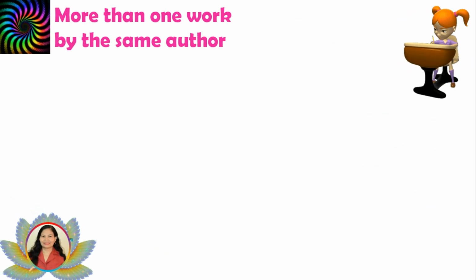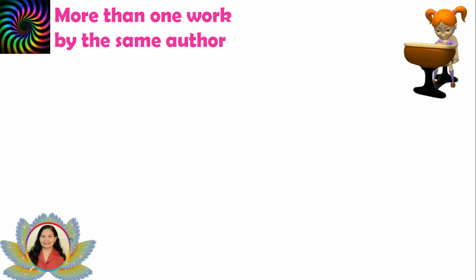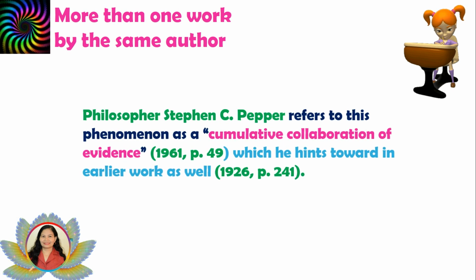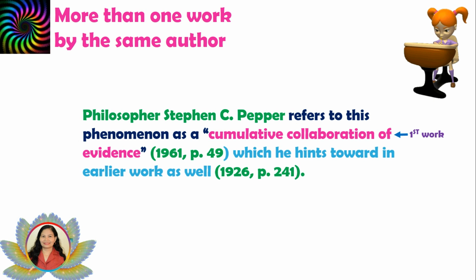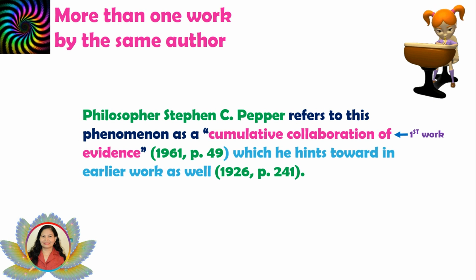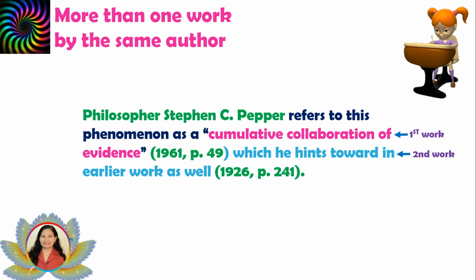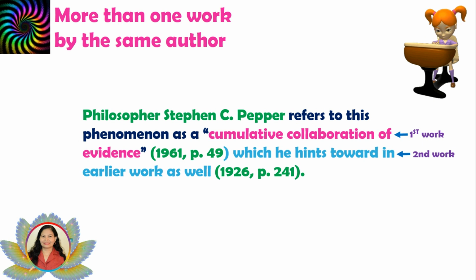More than one work by the same author. In this citation, the first work is a direct quote, copied exactly from the author, while the second work is a paraphrase. It is not enclosed in quotation marks. In this format, the year and page number are enclosed in parentheses.